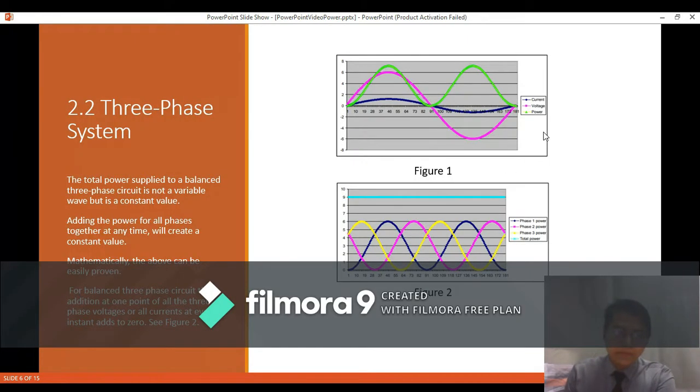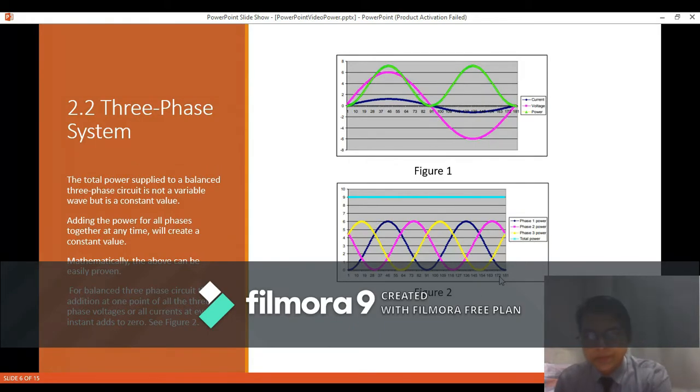And 2.2, three-phase system. The total power supplied to a balanced three-phase circuit is not a variable wave but a constant value. Adding the power of all phases together at any time will create a constant value. Mathematically, this can be easily proven. For a balanced three-phase circuit, the addition at one point of all three phase voltages or all currents at every instant adds to zero.